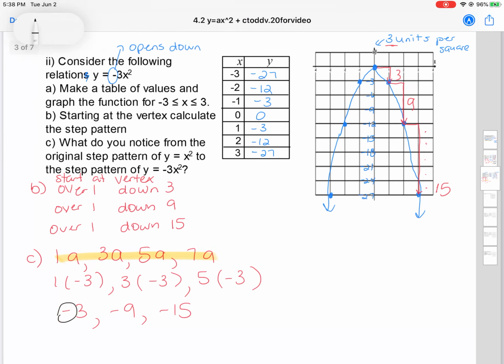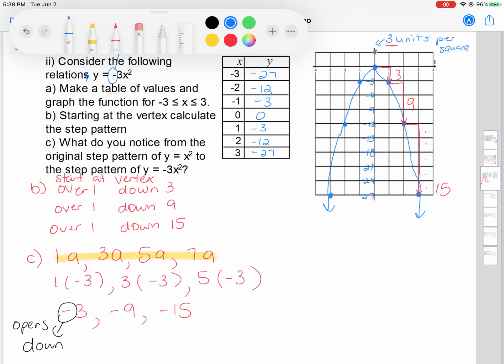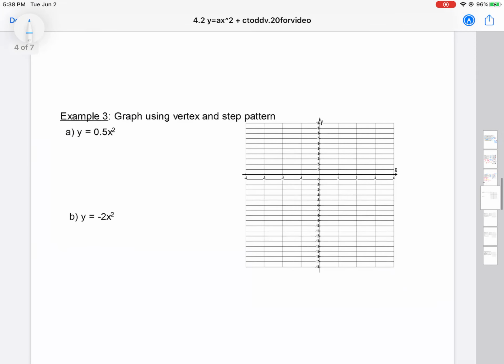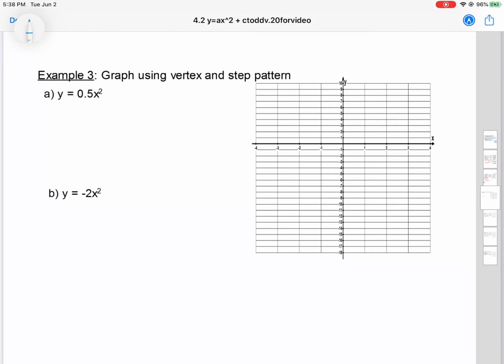So if you want to make a note for that for yourself as well, the parabola opens down because it's a negative number. Okay? All right. So making a table of values, we want to be quicker. That's too arduous. So let's do this. So graph using, it says using vertex and using step pattern.